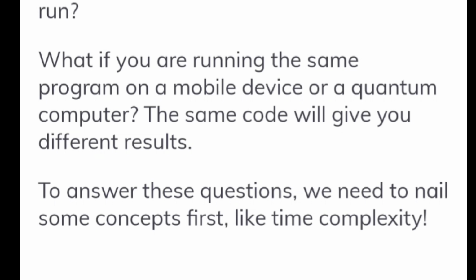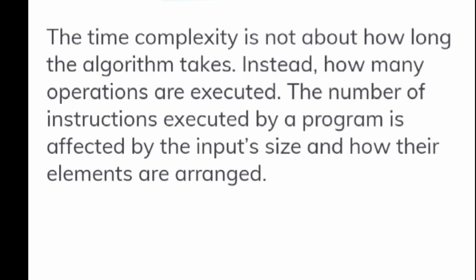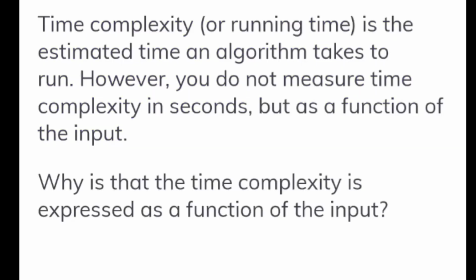time complexity. The time complexity is not about how long the algorithm takes. Instead, it is how many operations are executed. The number of instructions executed by a program is affected by the input size and how their elements are arranged. Time complexity or running time is the estimated time an algorithm takes to run. However, you do not measure time complexity in seconds but as a function of the input. Why is the time complexity expressed as a function of the input? Let's find out.